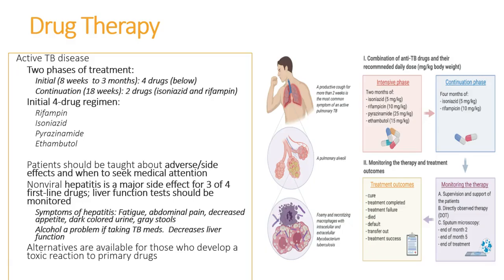Once we get out of the active phase, we can go into the continuation phase, which is about 8 weeks, and the patients will then drop down to two drugs, which are isoniazid and rifampin. The goal is to eliminate any remaining bacteria and to help prevent relapse. So those are the phases. And then once you get to latent, they'll likely continue isoniazid just to prevent the relapse from occurring and going into an active phase.